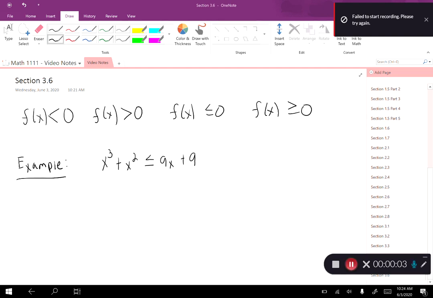In section 3.6, I will be discussing how to solve polynomial and rational inequality problems. To do this, we will be using a number line technique. Again, there's lots of examples posted on the Canvas notes, so be sure to check that out after this video.